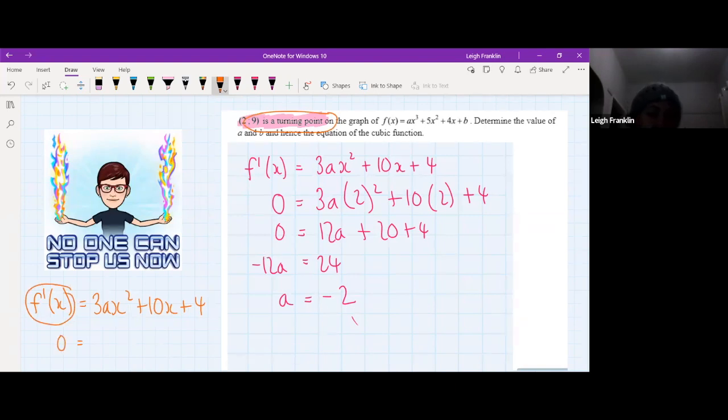Now, if I want to work out the value of a, I need to know what the x is. The x at the turning point is 2. They told me that here. So where the gradient is 0, x is 2. I'm now going to sub in my 2 in the place of my x.